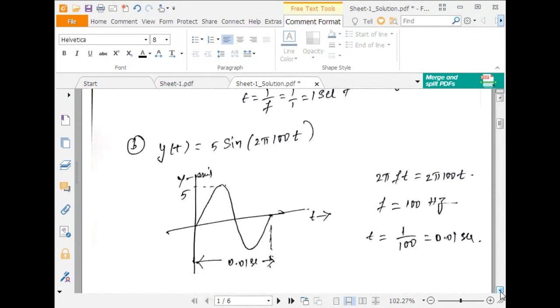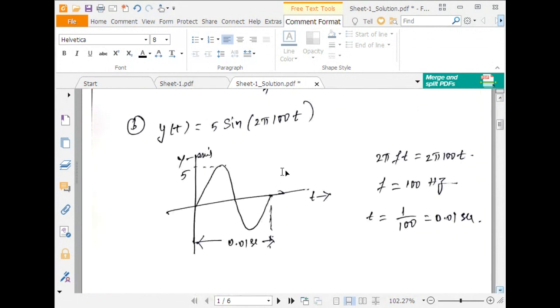Then coming to the next question, the second question. Pi is the maximum value, and it is sine. Sine means it starts from 0. And what is the time period now? 2 pi ft equals 2 pi 100, here it is given. Now time period equals 0.01 second. That's it. Is it clear?